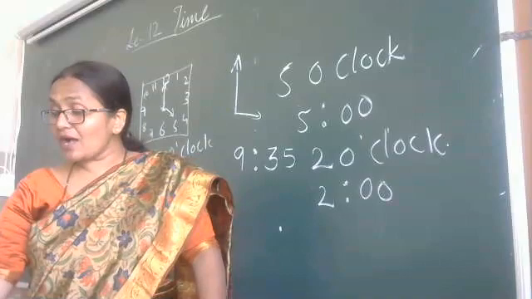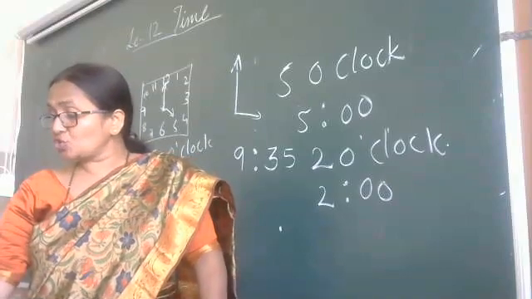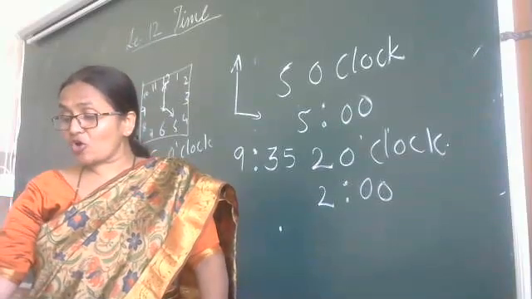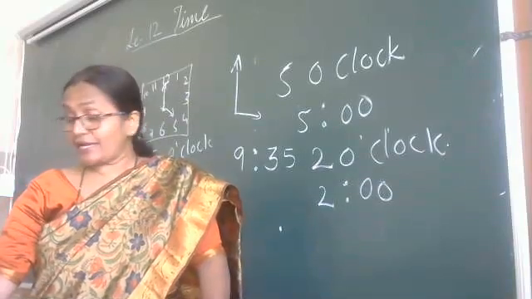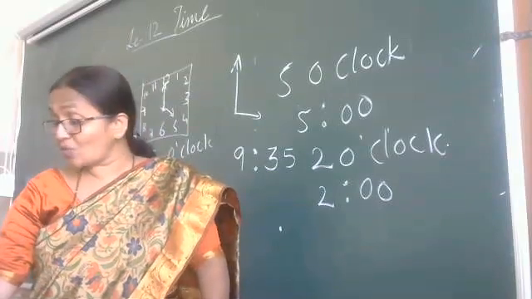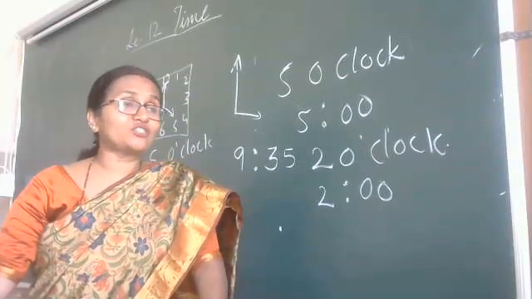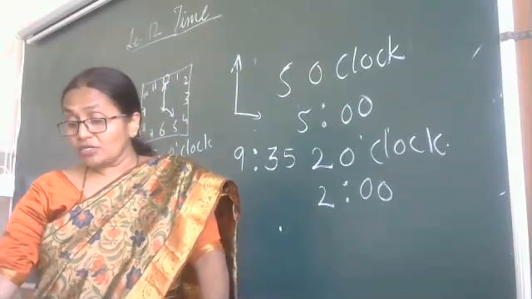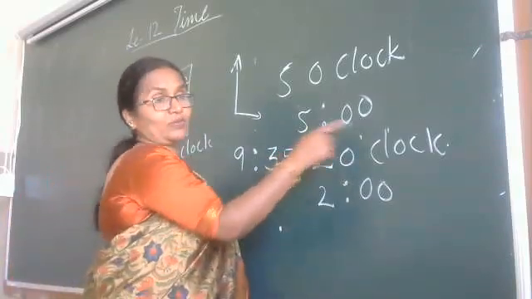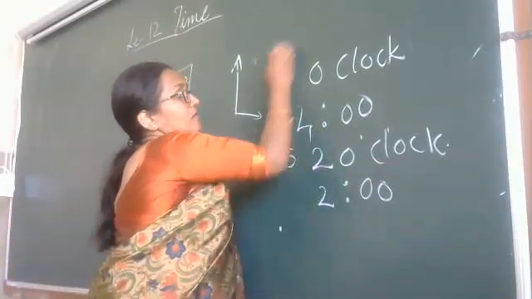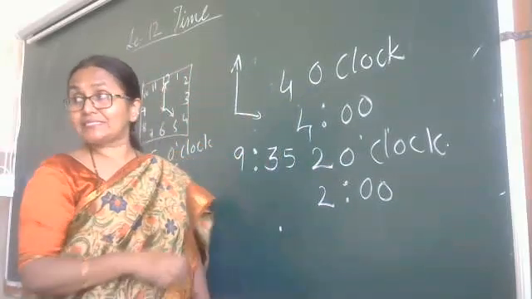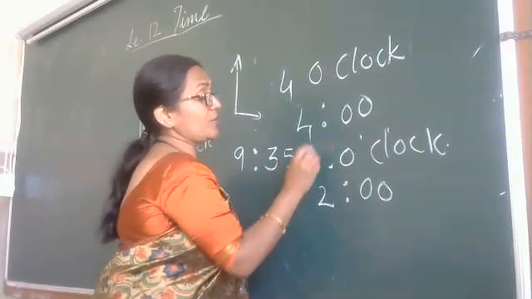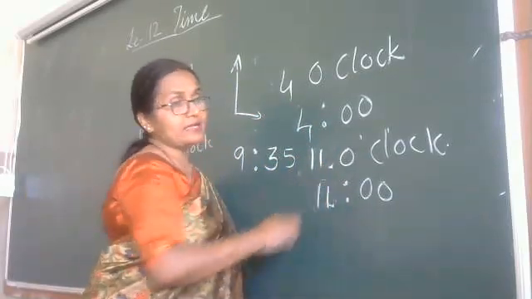Exercise 12.1: draw the hour and minute hands in the clock to show the given time. 7 o'clock is given, 2 o'clock, 5 o'clock, 6 o'clock, 8 o'clock, and 1 o'clock are given. So you all draw them, that is your homework. Page 136, 4 o'clock is shown in the clock, and the next is showing 11 o'clock, so you have to write 11 o'clock.